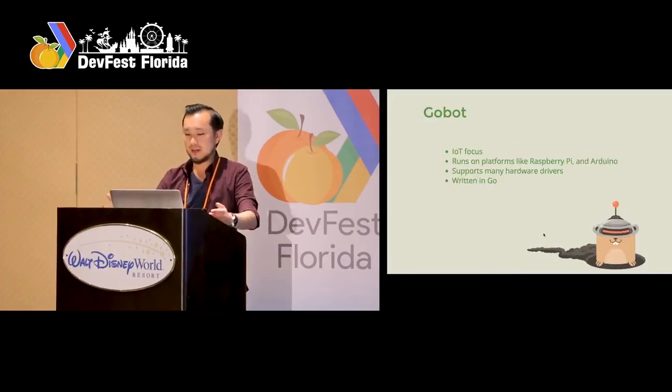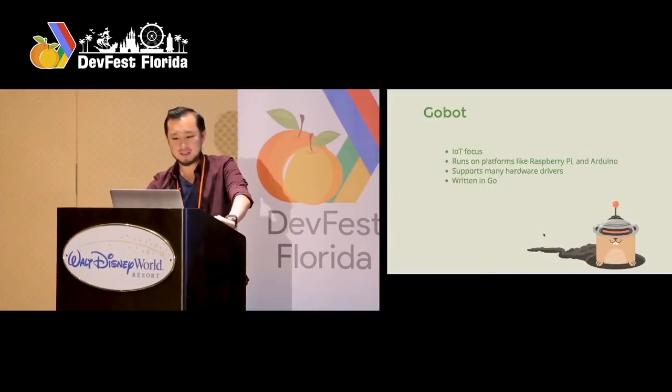Next one we're talking about is GoBot. This is an interesting one in the sense that it has an IoT focus, where a lot of its support plugins are based around hardware devices like BeagleBone, Arduino, Raspberry Pi. And a lot of the hardware components like GPIO devices, audio devices, it has a lot of driver support for those. And this is written in Go.